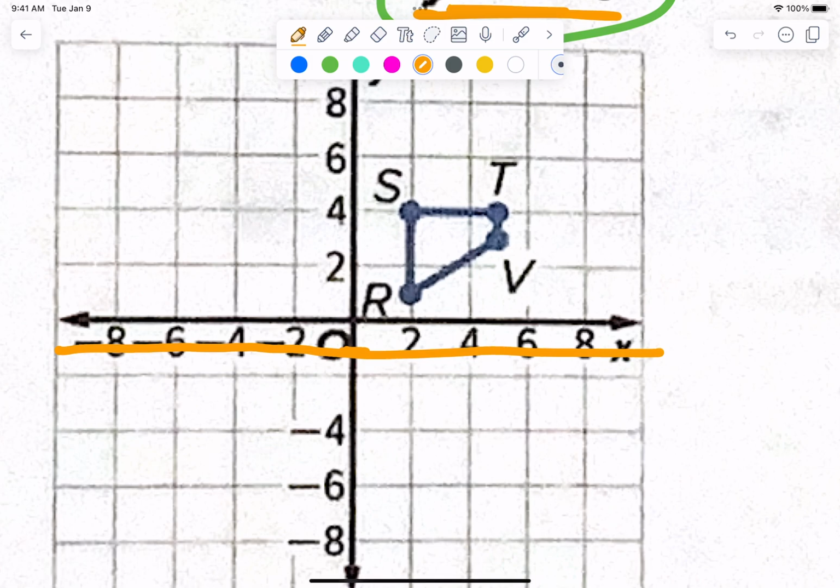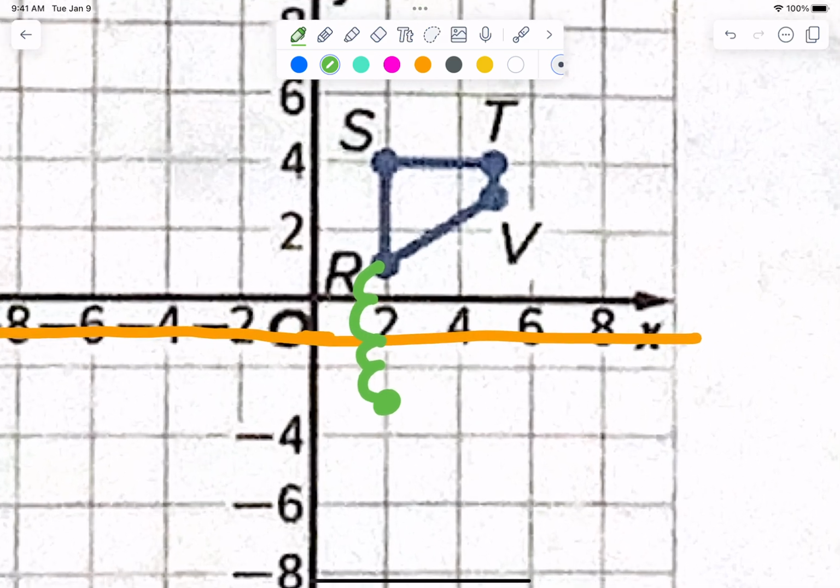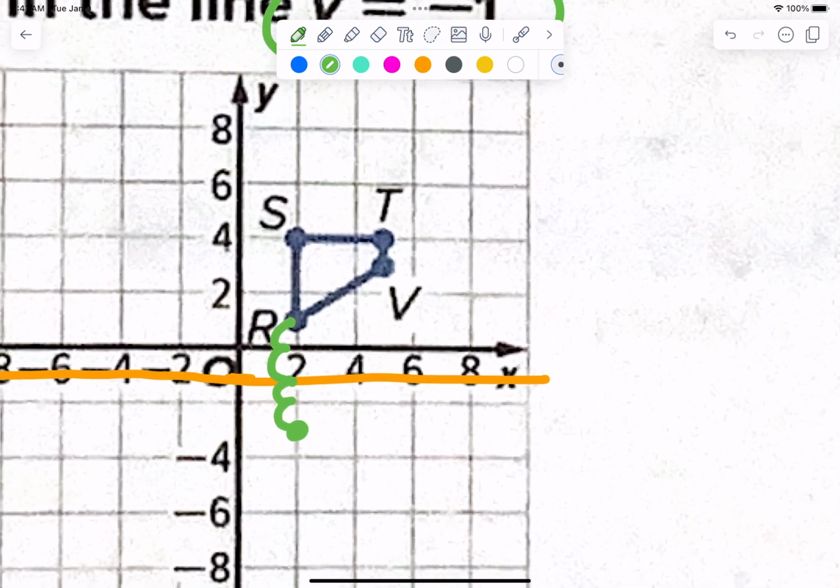You see it? Now, there's no real special rule to these other than the fact that you've got to do the opposite. R is 2 units above that line. So if I'm going to flip it over, I'm going to go 2 units below that line to find my new R. Does that make sense? It's going to be down 2 units. But we don't call it R anymore. We call it R prime. It has a little tick mark on it. R prime, that's where the new point is.